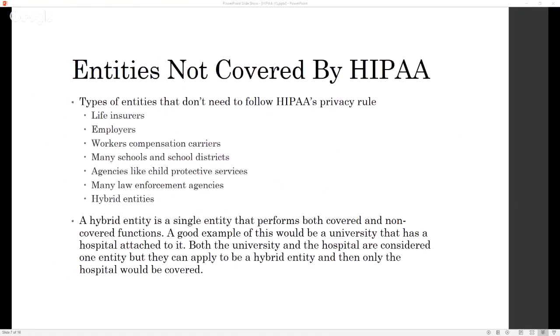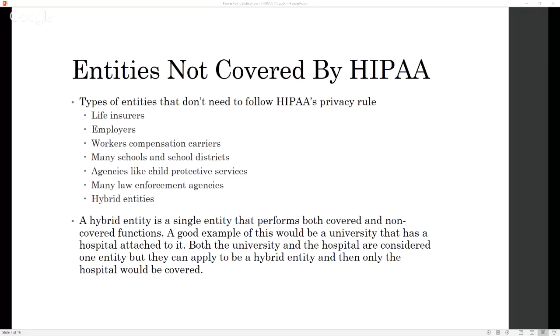And these are the ones that are not covered by HIPAA. I've got a list here, I'll go through them. This is, I guess, specifically the privacy rule, but this list includes life insurers, employers, workers' comp, schools and school districts, agencies like Child Protective Services, law enforcement agencies, and then hybrid entities. Again, these are the ones that don't have to follow the privacy rule.